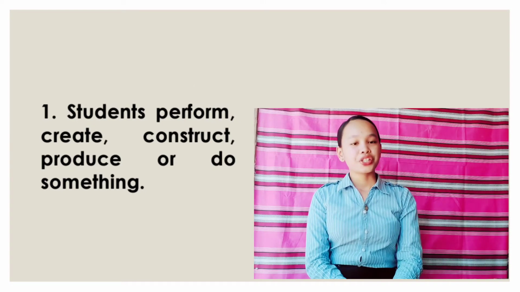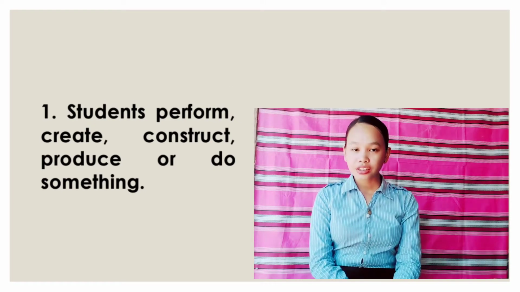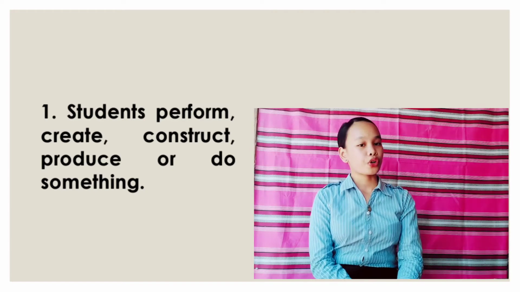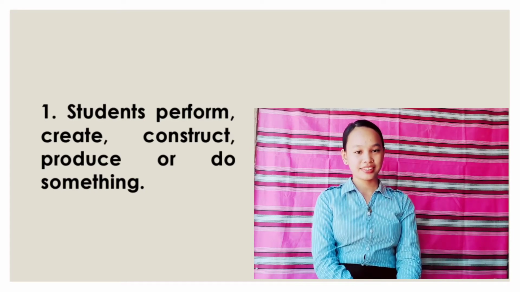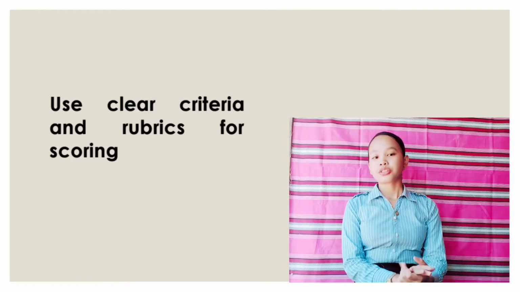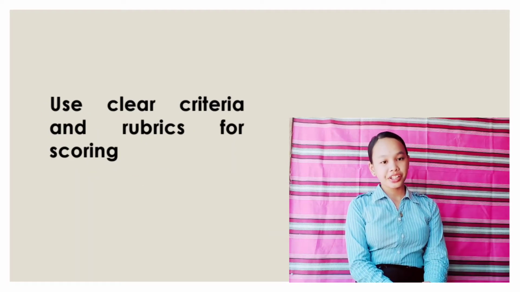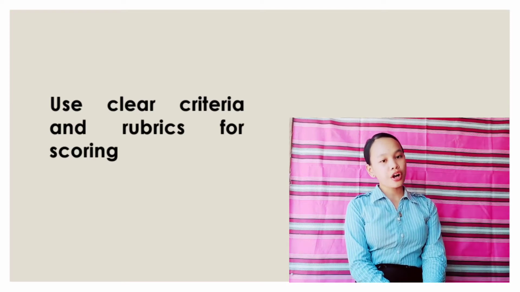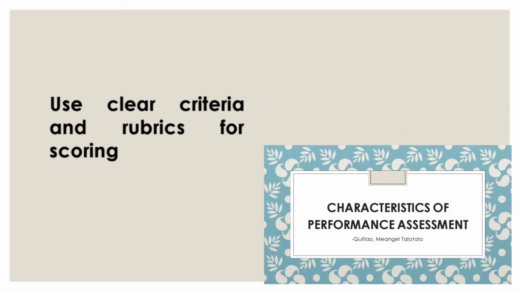Number 1. Students perform, create, construct, produce, or do something. This means that there must be a performance or product that can be seen by the teacher. 2. Use clear criteria or rubrics for scoring. Performance assessment must have clear bases for scoring. Therefore, rubrics must be present in giving scores. This can be an analytic rubric or a holistic rubric.